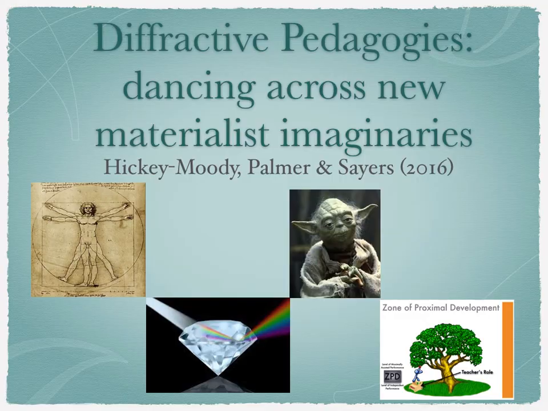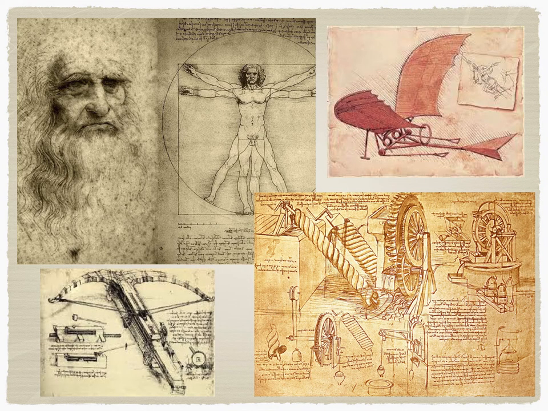So our first concept is transdisciplinary, and I'm using Leonardo da Vinci as an example of a transdisciplinary practitioner. As well as being a scientist and an artist, Leonardo da Vinci invented lots of new things that hadn't even been imagined before, such as flying machines, instruments of war, and industrial engineering.